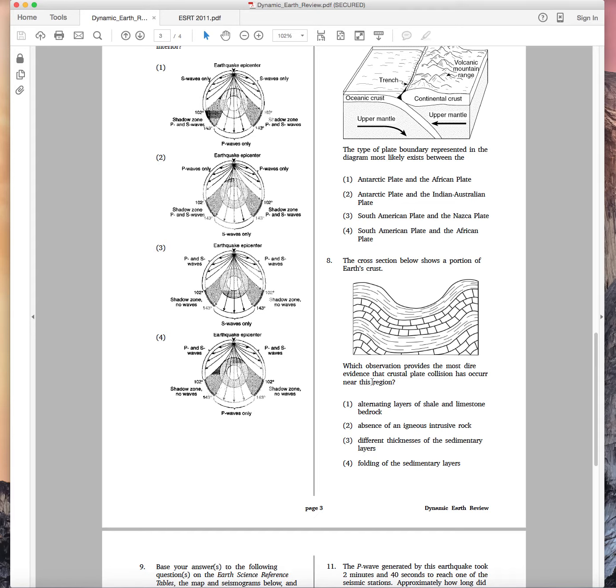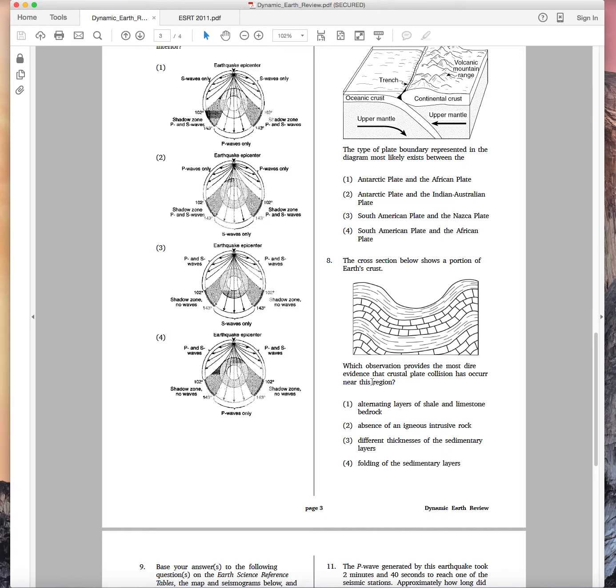Next unit, we're going to discuss that all these sedimentary layers form horizontally first. And if they've been altered through plate collisions, they can be tilted, folded, or faulted, which can affect the ages of these rocks. So which observation provides the most direct evidence that the crustal plate collision has occurred near this region?